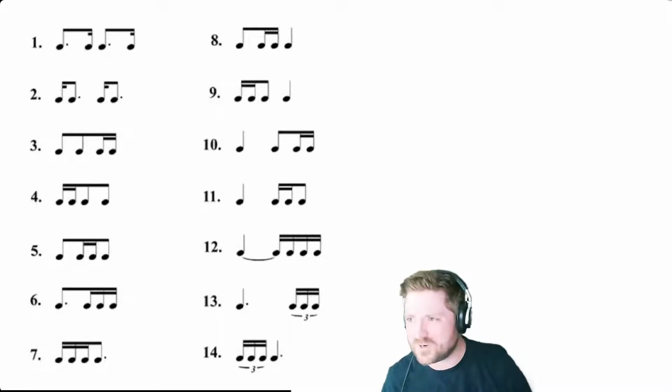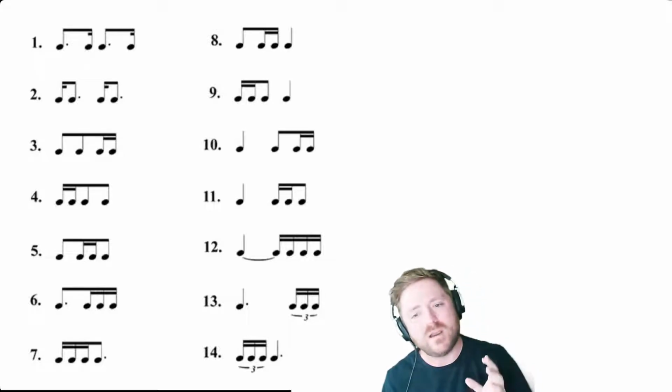Then you can have a sip of whatever it is you're drinking this evening and take a nice deep breath, because you've done really, really well. The long note, same again.